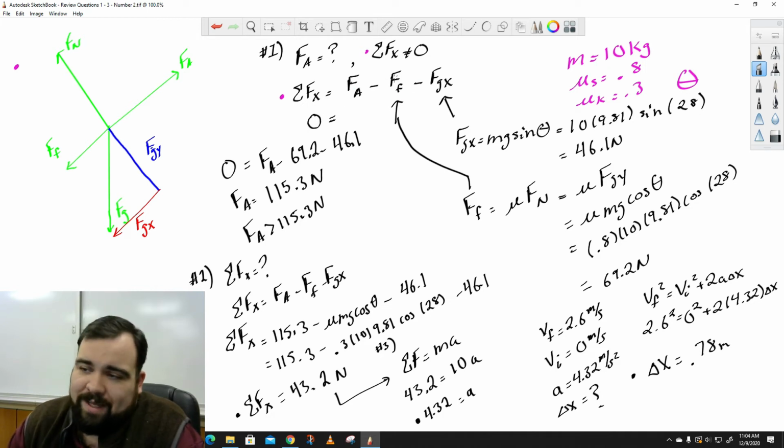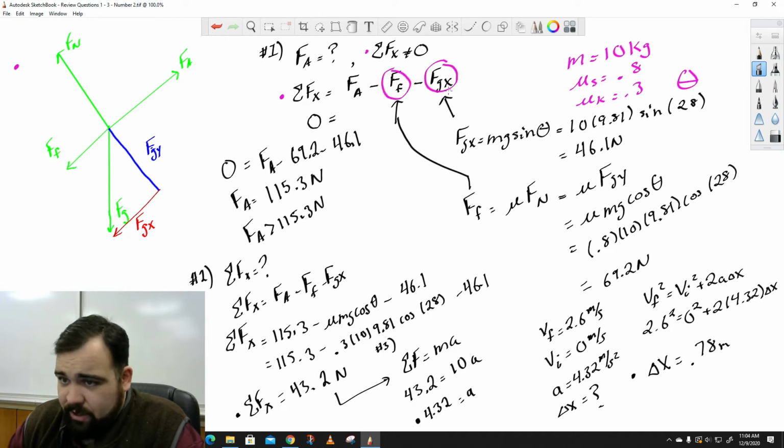Well, we need these values: a value for FF, and we need a value for FGX. FGX, we know, is the equation mg sine theta. Given the mass of 10 and the angle 28, we can solve for an FGX of 46.1.